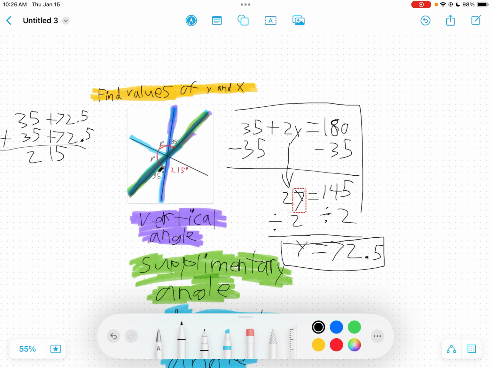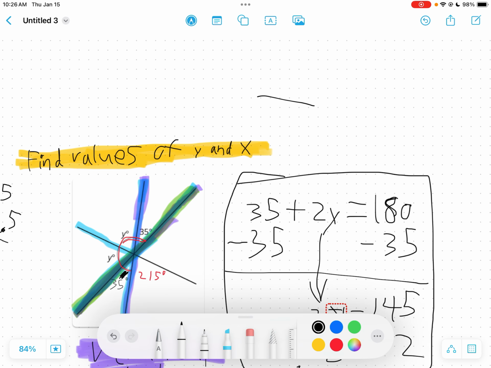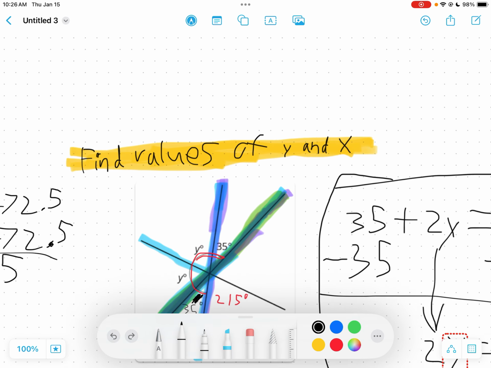So all of the work that we have done right now is how to solve this equation and to find the values of y and x.